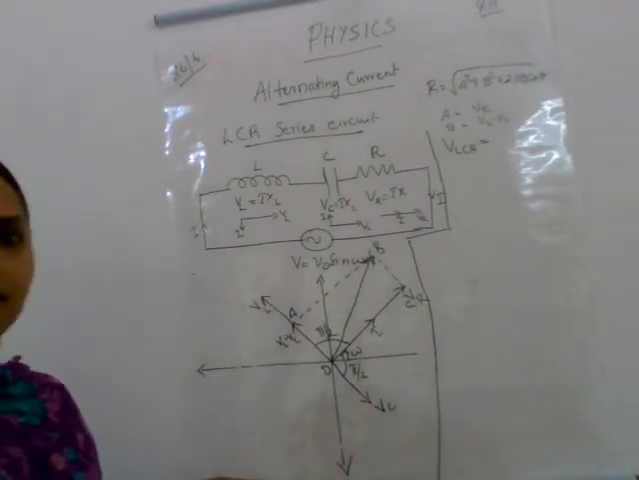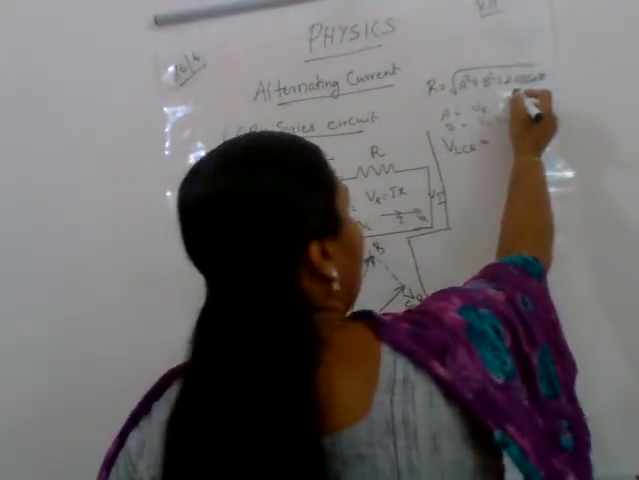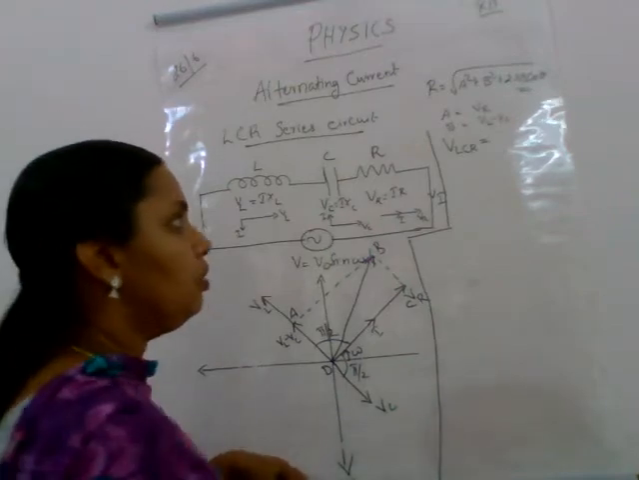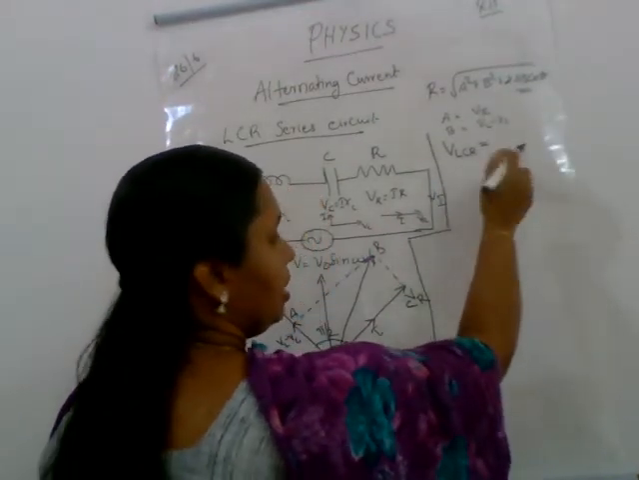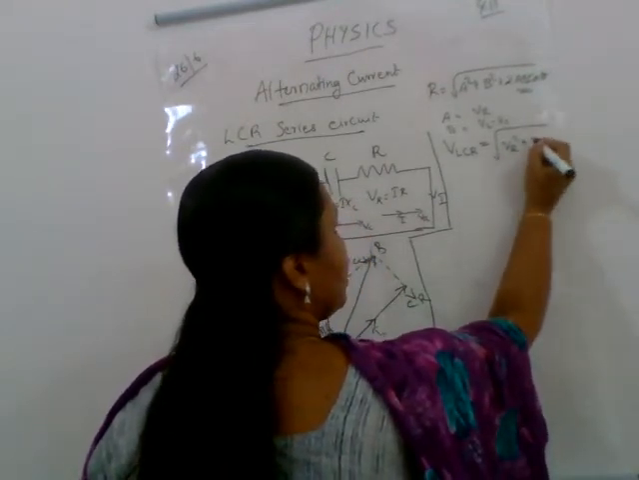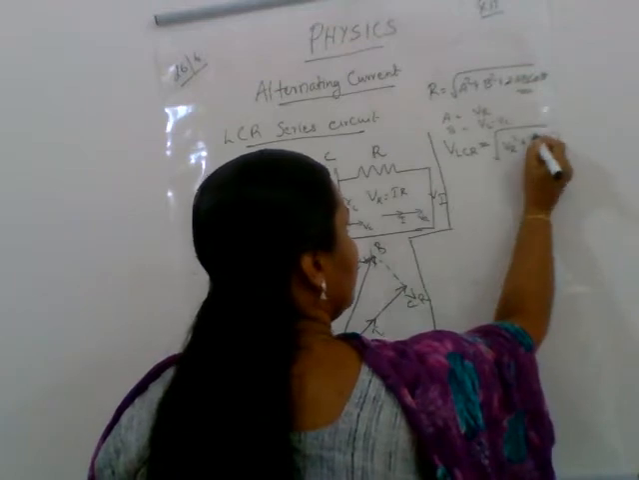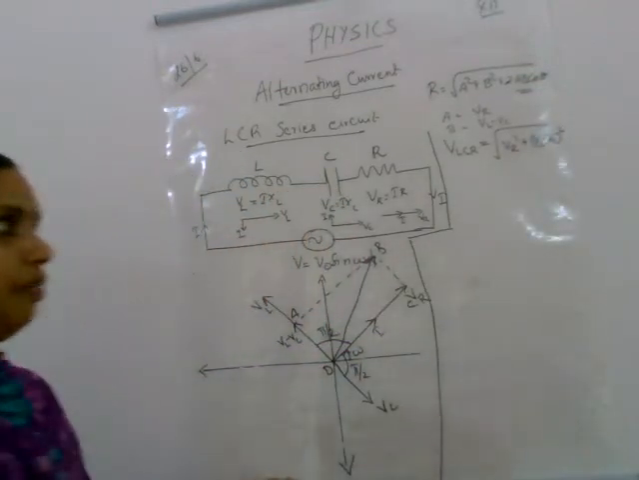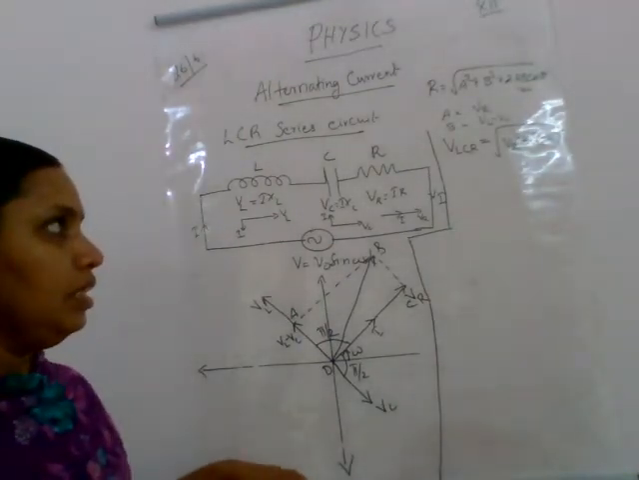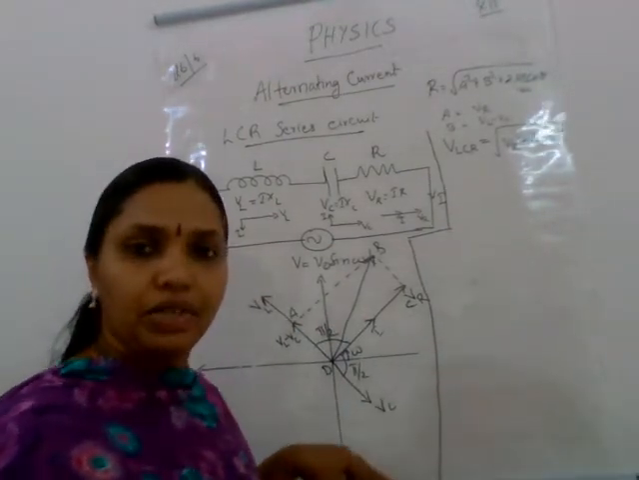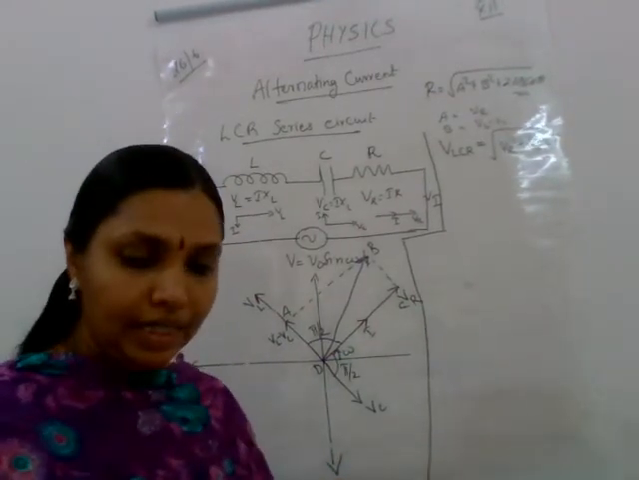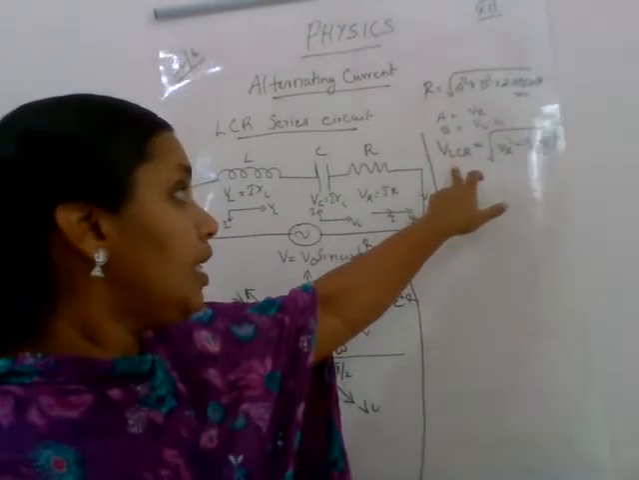So cos 90 comes 0, so we can omit that last term. What is the remaining? VLCR is equal to root of VR square plus VL minus VC the whole square. Isn't it? Instead of V, it is VL minus VC, the whole square. Okay, so this is the resultant potential.